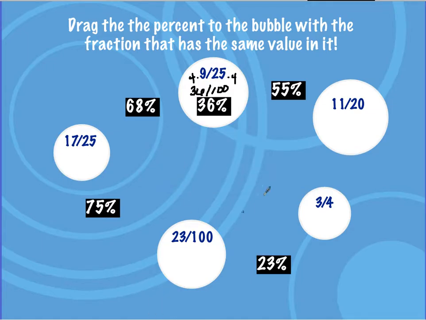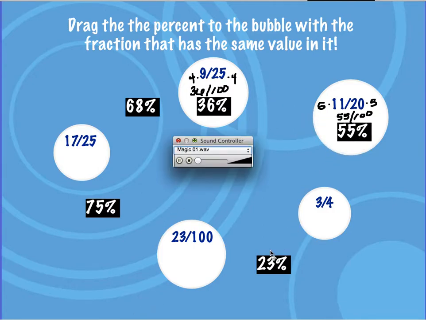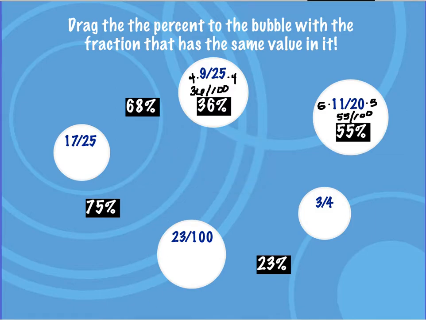Okay, and then here we have 20. I have to multiply 20 by 5, which means I have to multiply 11 by 5, which gives me 55 per 100. So 55% would be my correct answer. And I actually would like you to try the last three on your own, and when you come back, we'll check your answer. All right, so here we have 23%.